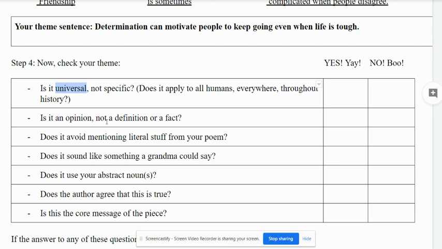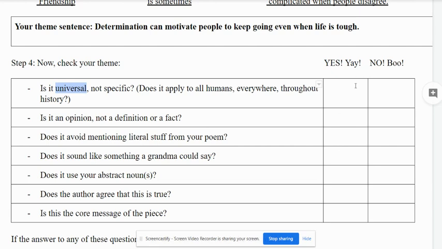Is it an opinion instead of a definition or a fact? Yeah, it's an opinion because not everybody would agree with this. Does it avoid mentioning literal stuff from your poem? Here's what that means. That means, does it leave out details from the poem? Like, in my case, does it leave out horses? Does it leave out snow? Does it leave out the woods? Does it leave out farmhouse? Yeah, it leaves all that stuff out.